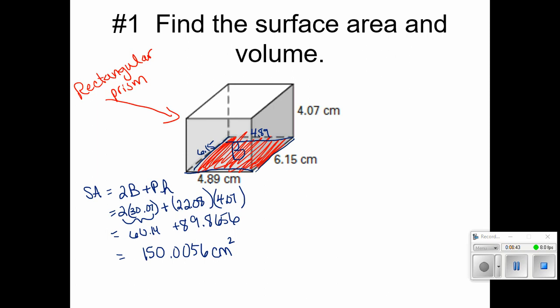All right, let's do volume. Volume, same deal. Volume equals the area of the base times the height. Well, we already found the area of the base. What was that over here? 30.07?